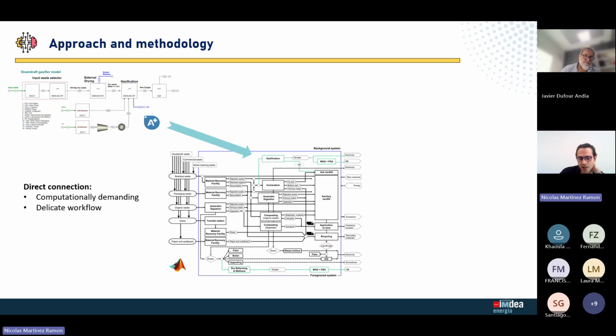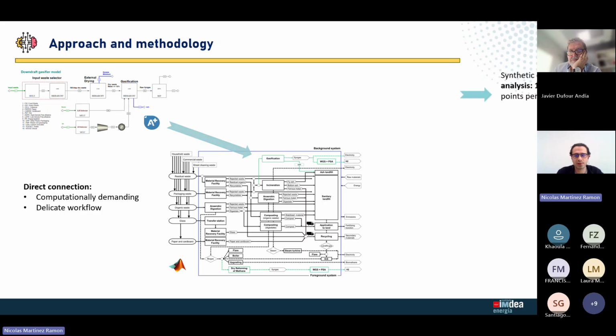This is already a relatively complex mathematical model written in MATLAB, and now we have to add more specific process models to the system. Our process models, as I mentioned also in the first section, are built on Aspen Plus. So connecting them to an already complex MATLAB model would be computationally demanding, and also a delicate workflow in which you have many files that are fragile, connected in a complex way, and not very replicable.